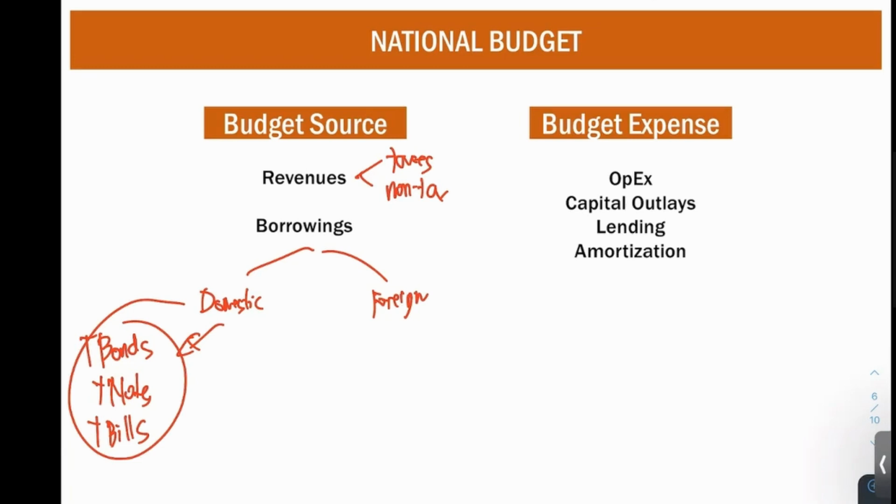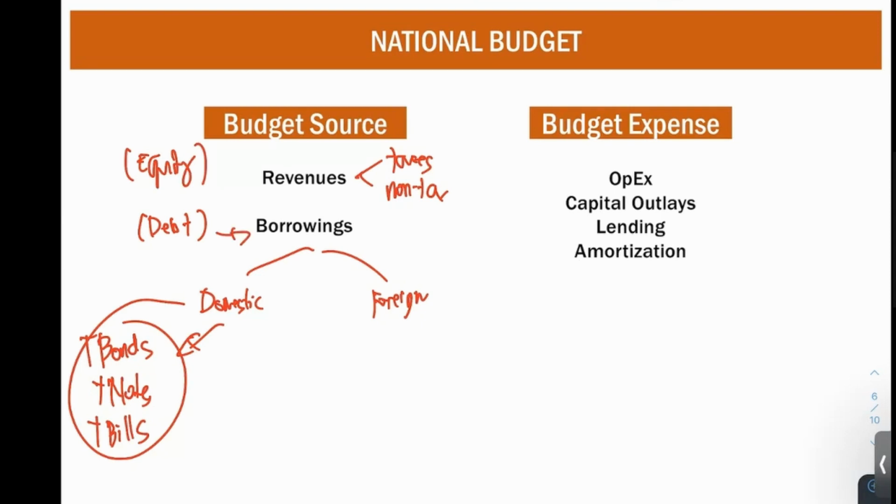When we say foreign borrowing, these are borrowings from different foreign loans. Normally, we have, of course, different banks from foreign countries or foreign industries, which lend money to the government. So the budget source of the government, therefore, comes from debt or equity. Debt from your borrowings.